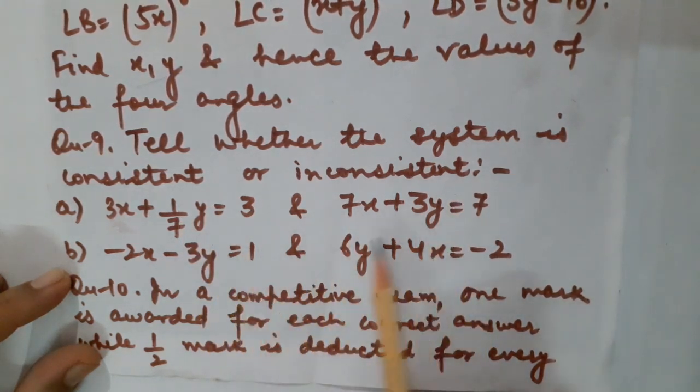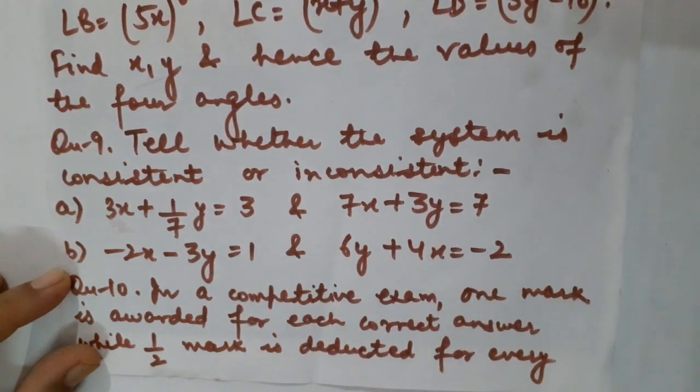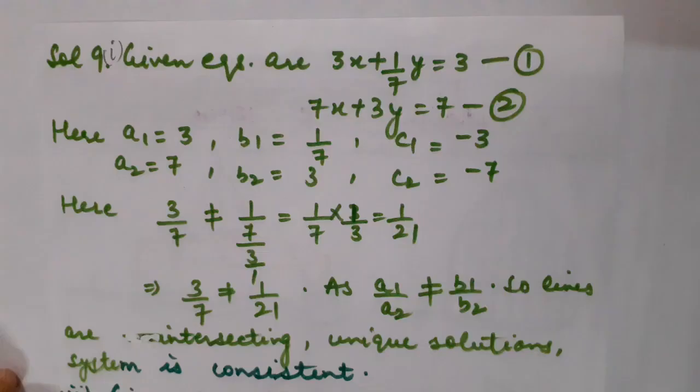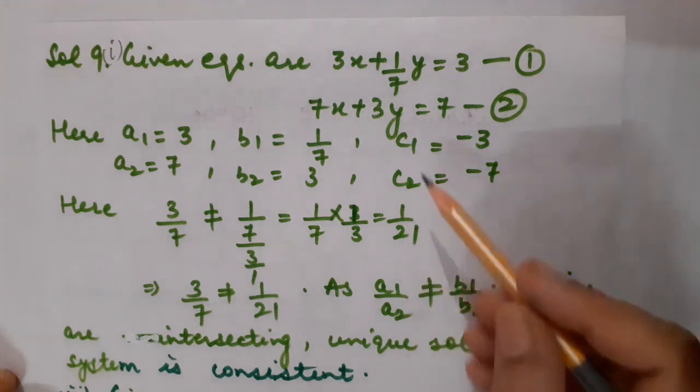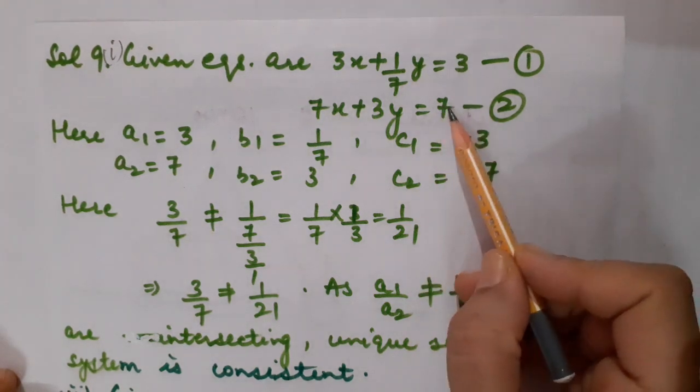Children, you will be having two pairs of linear equations given. I have given you two parts to solve it. So let us discuss their solutions. This is the solution of question number 9, first part. These are two pairs of linear equations given.